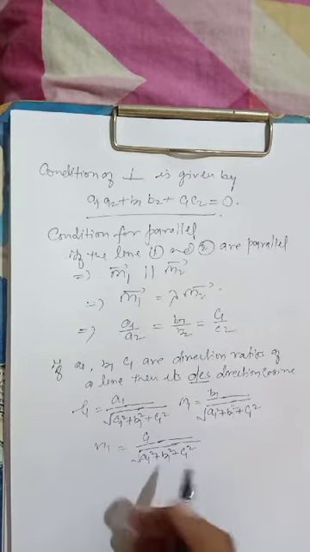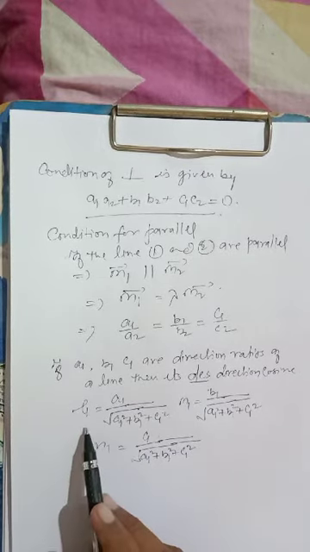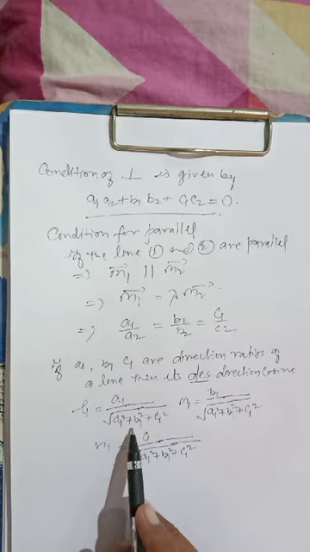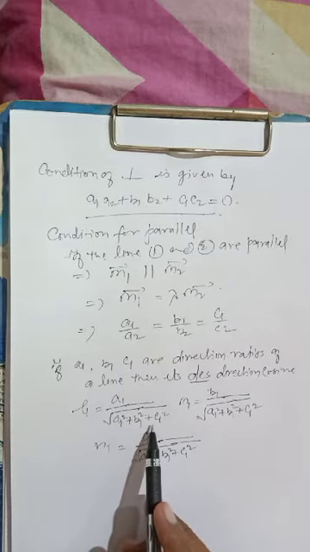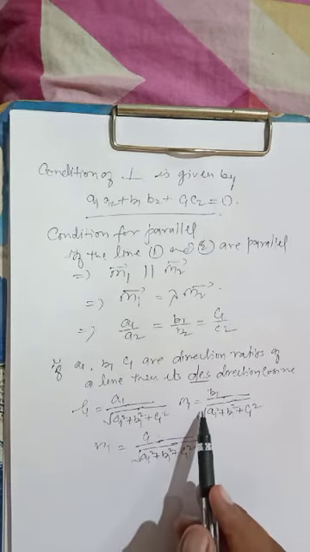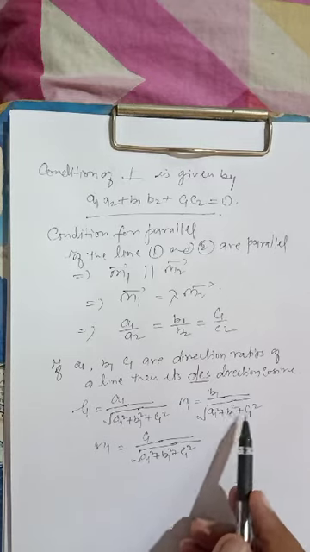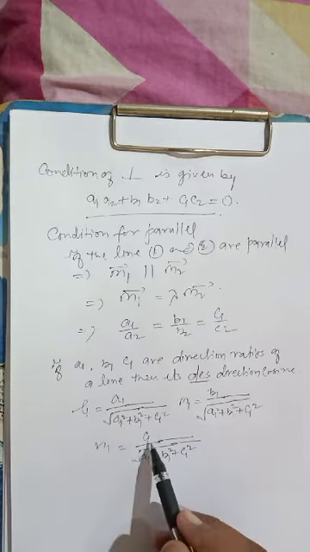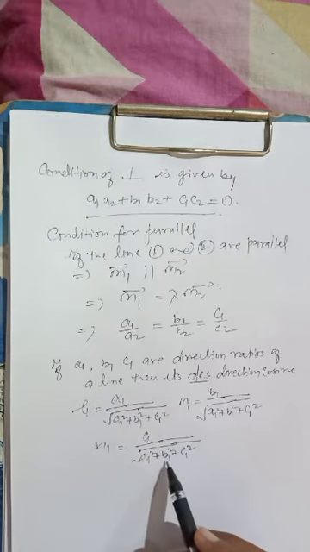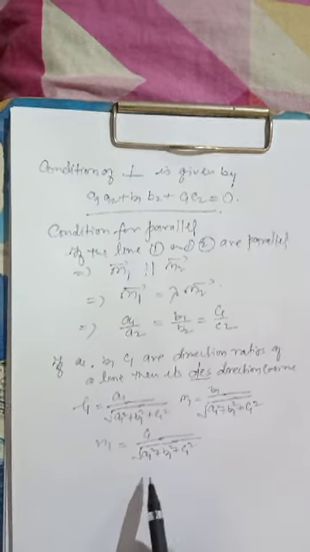Similarly, for the second line, l2 is equal to a2 upon under root a2 square plus b2 square plus c2 square, m2 is equal to b2 upon under root a2 square plus b2 square plus c2 square, and n2 is equal to c2 upon under root a2 square plus b2 square plus c2 square.